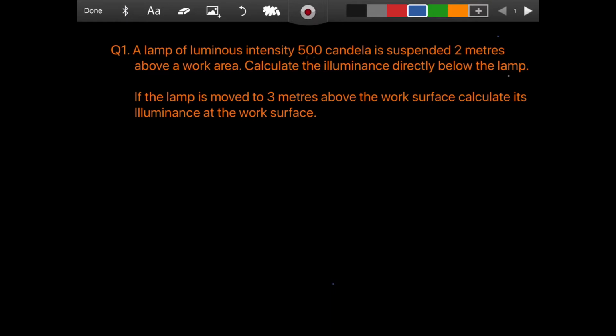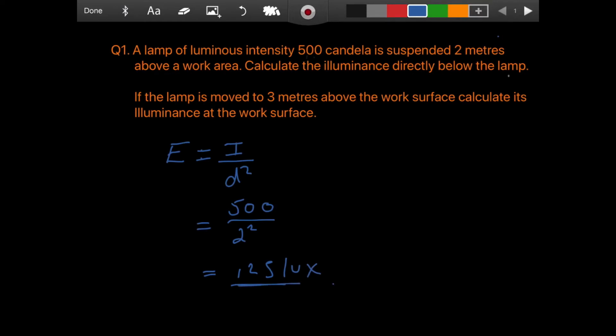And the formula that we use is E equals I over D squared, and we just put our values in. The I is the luminous intensity of 500 candela, and the distance squared in this instance is 2 meters squared, and if we do a calculation for that, it is 125 lux. That's the first part of the question.